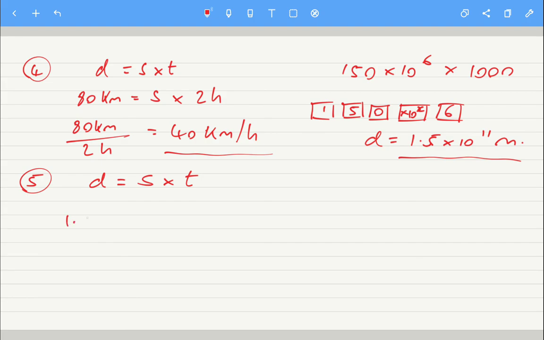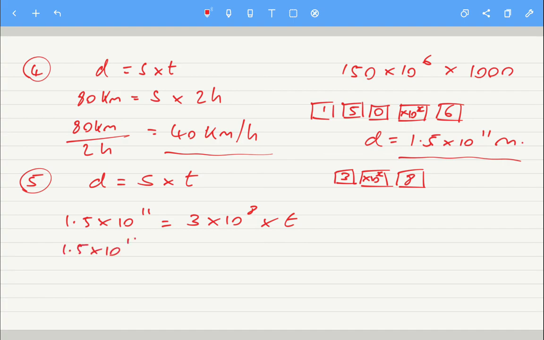So distance, we just calculated 1.5 times 10 to the power of 11 equals the speed, 3 times 10 to the power of 8, which again you would put into your calculator as 3, that button, times 10 to the power of, and then just 8. Multiplied by time. So to get time on its own, we need to divide by 3 times 10 to the power of 8, so it's 1.5 times 10 to the power of 11, divided by 3 times 10 to the power of 8, equals the time. Now the time is 500 seconds.